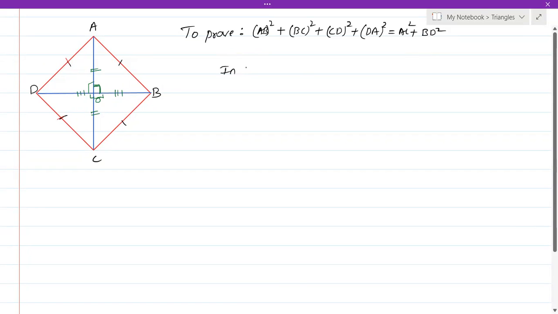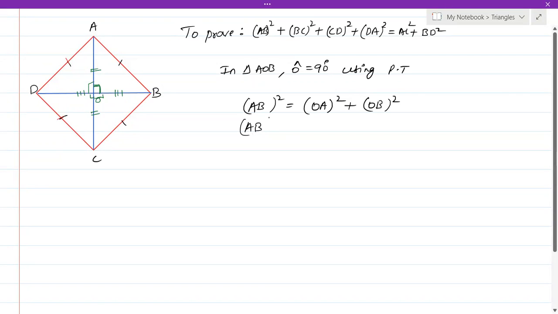For this, let me take triangle AOB. In triangle AOB, angle O is 90 degrees. So using Pythagoras theorem, let me write it as PT, we get AB square is equal to OA square plus OB square. Now I'll replace OA by AC by 2, because, for example, if AC is 12 centimeters, what will be the value of OA? It will be half of it, right? So OA is half of AC, which can be written as AC by 2. Similarly, OB is half of the diagonal, half into BD, that can be written as BD by 2.